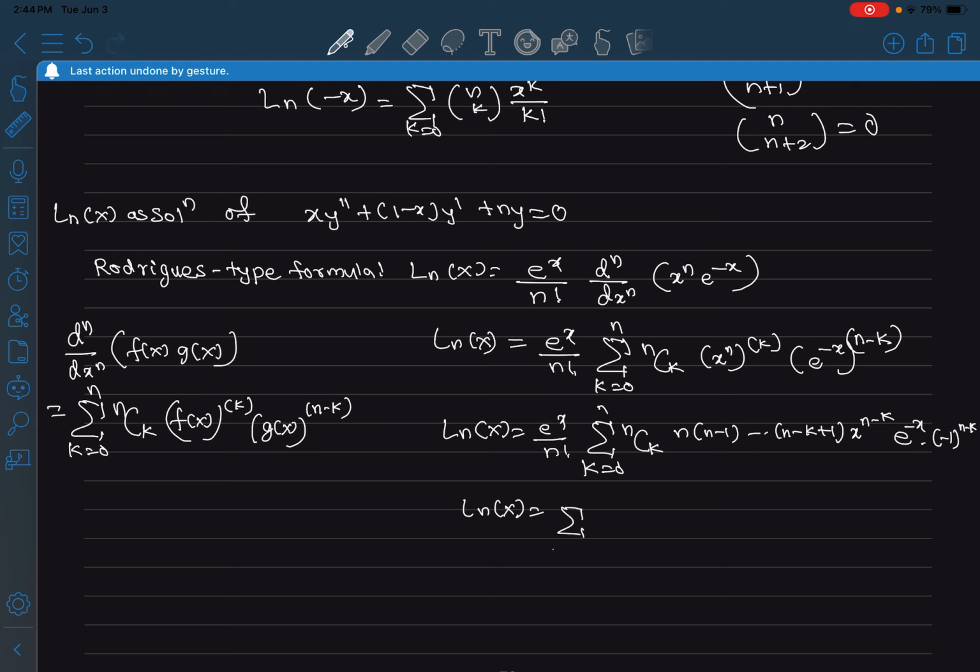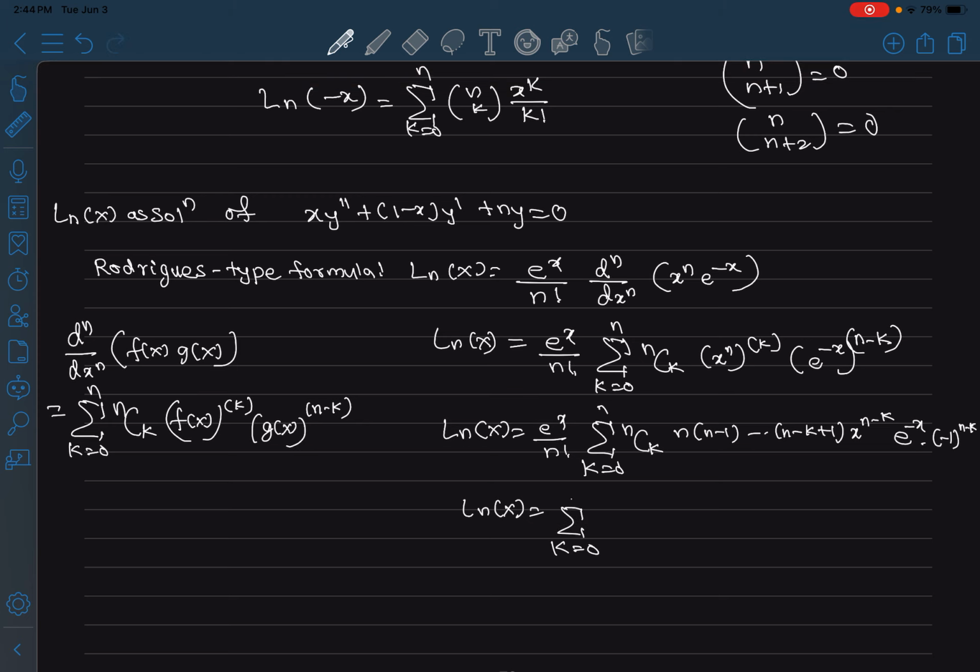First of all, I can take this e to the power x and n factorial inside. So I can write 1 by n factorial as it is, and over here, this e to the power x and e to the power minus x will cancel each other out. And now this n times n minus 1 up to n minus k plus 1 can be written as n factorial by n minus k factorial. We have x to the power n minus k times minus 1 to the power n minus k.